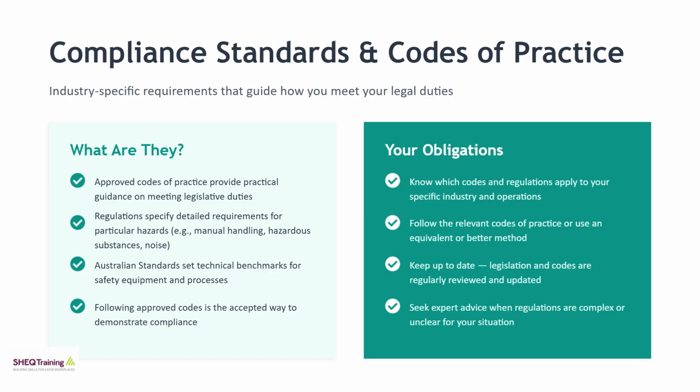Beyond the primary legislation, there are compliance standards and codes of practice that provide more specific, practical guidance. Approved codes of practice explain how to meet the requirements of the law in practical terms. Regulations cover specific hazards: manual handling, hazardous substances, noise, confined spaces, and so on. Standards set technical benchmarks. Your obligation is to know which codes apply to your operations, follow them or use an equivalent method, stay current as they are updated, and seek expert advice when needed.